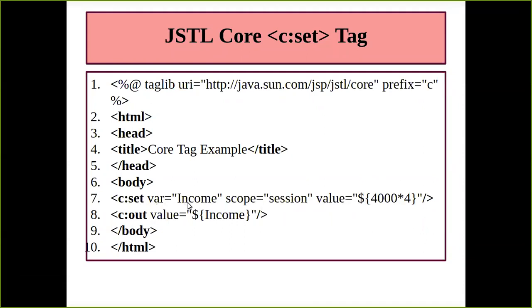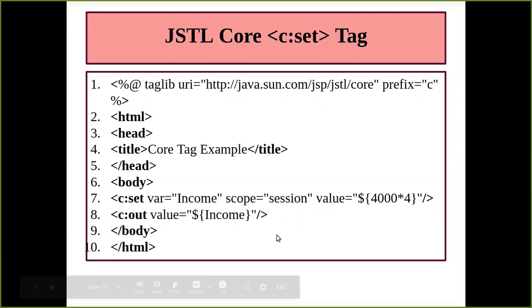Okay, so what we have done is we have created a variable by making use of the attribute called var. The variable name is what? Income. We have decided a scope, that is what? Session. But as I told you, if you're not deciding any scope, we had four types of scopes, right? We have page, we have request, we have session, we have application.